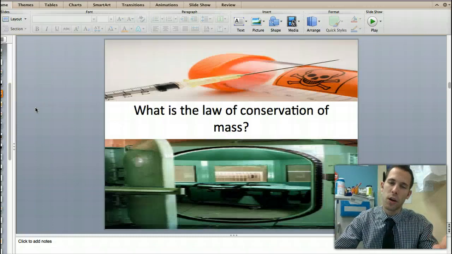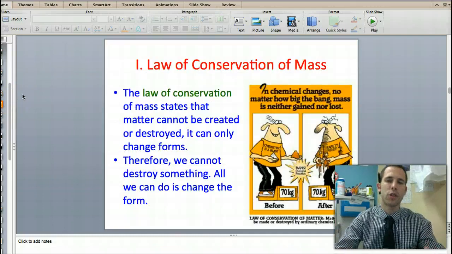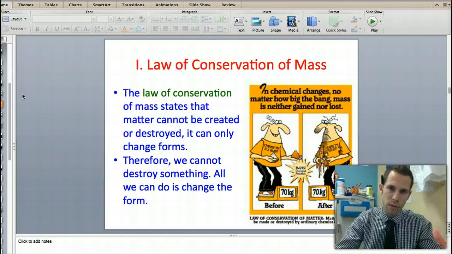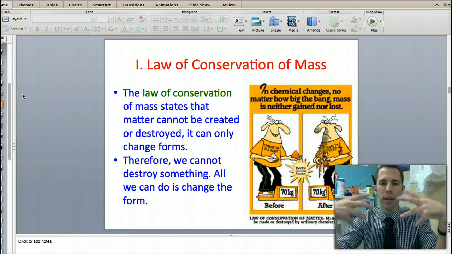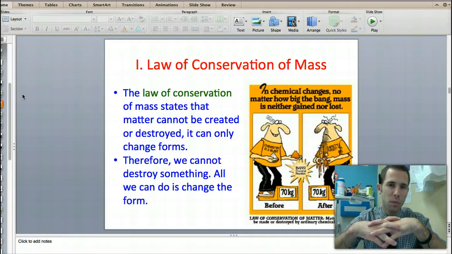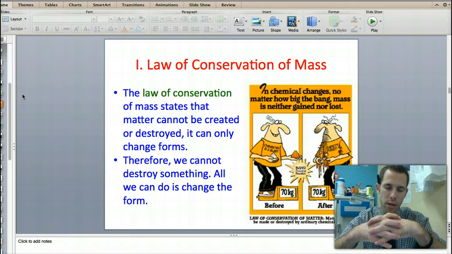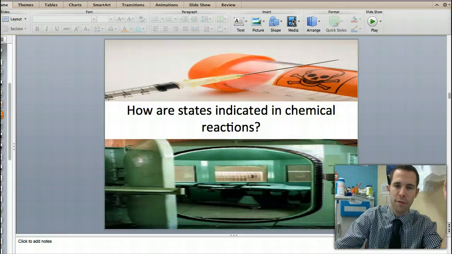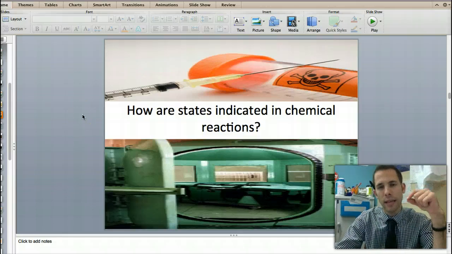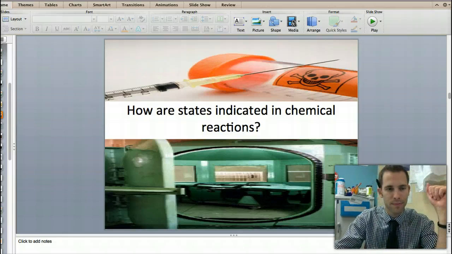First things first, we need to know, what is the law of conservation of mass? Essentially, what the law of conservation of mass states is that no matter what reaction we run, matter can never be created or destroyed. Whatever we have here in the world today is here and will always be here. We cannot create anything more, we cannot destroy anything. The only thing we can do is change the form these things exist in. And this is a very important concept. But first, let's discuss how are states indicated in chemical reactions.